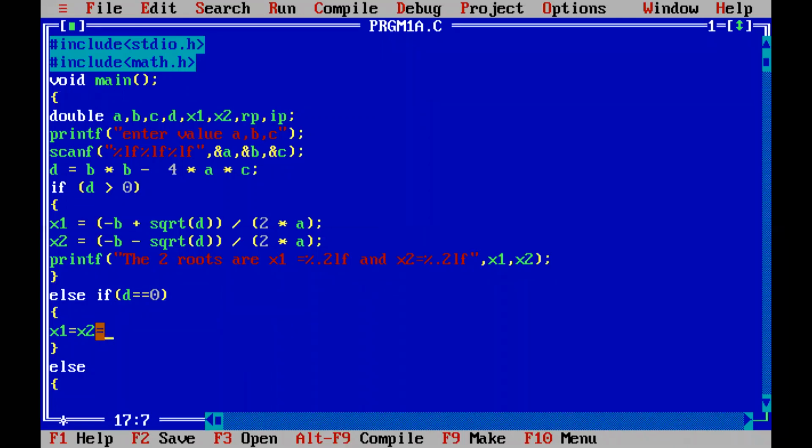Got it? So how do we calculate x1 and x2? Minus b, the minus value, and then you divide that, and in brackets you better give the denominator, that is 2 star a. So those who are executing now, you can show me the output at the end.